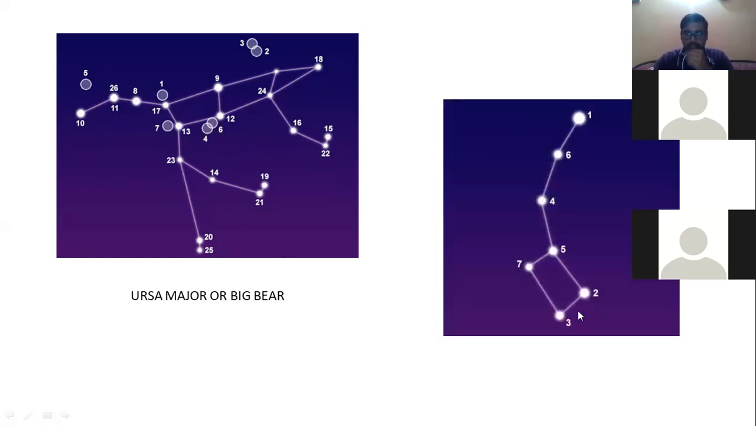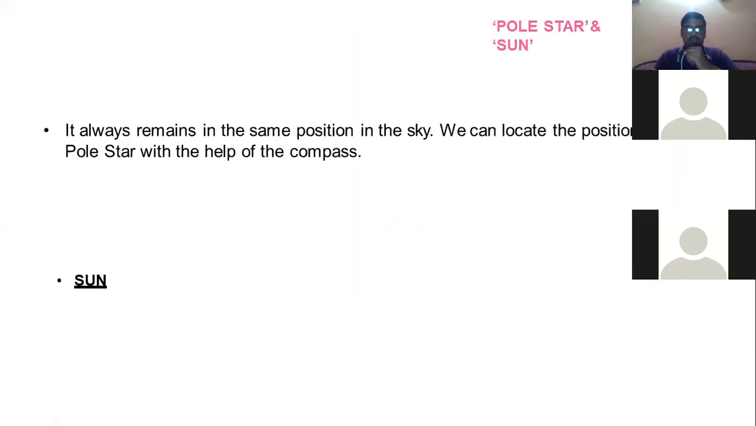The second is Ursa Minor or the small bear, which is also a 7-star constellation. These are all shiny stars, but they are not much visible if the atmospheric conditions differ. For example, if the weather is not up to the mark and there is rain in that region, these stars are not visible in the sky. But the 7 stars of Ursa Major are always visible in the sky, whatever the condition of the atmosphere is. The pole star and the sun.